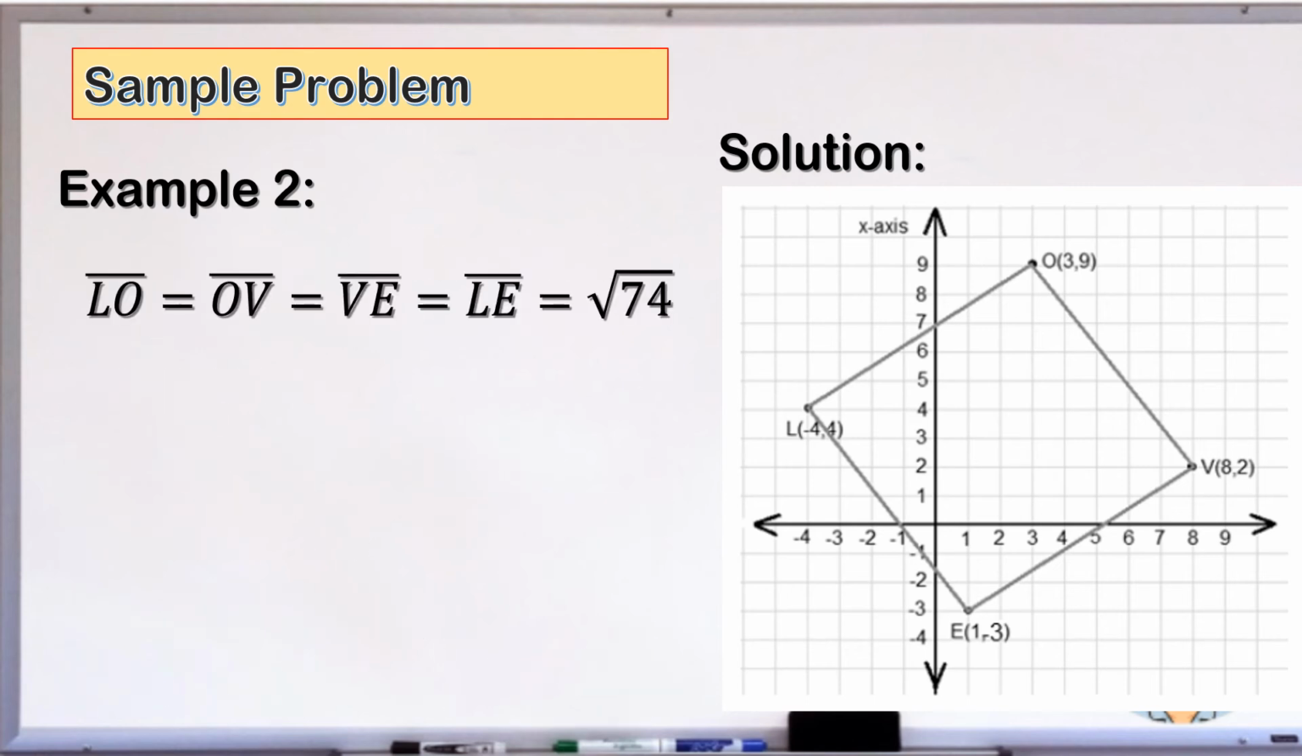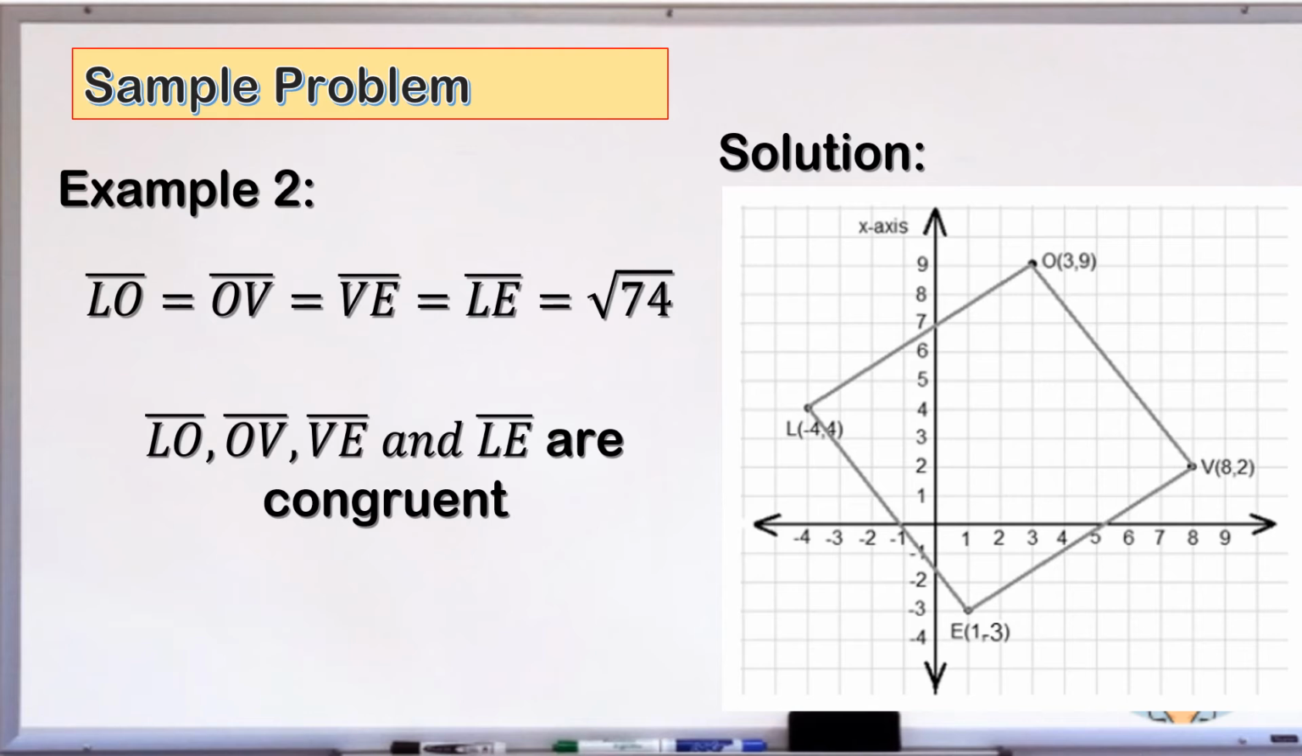So based sa ating computation, segment LO, segment OV, segment VE, and segment LE are all equal to the square root of 74 units, which means that segment LO, segment OV, segment VE, and segment LE are all congruent.